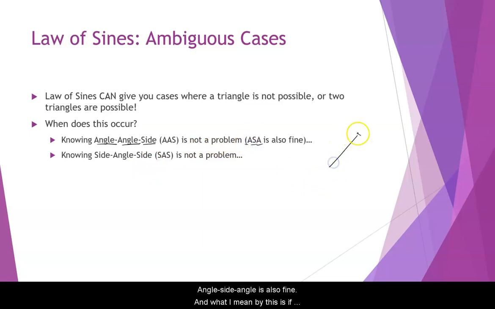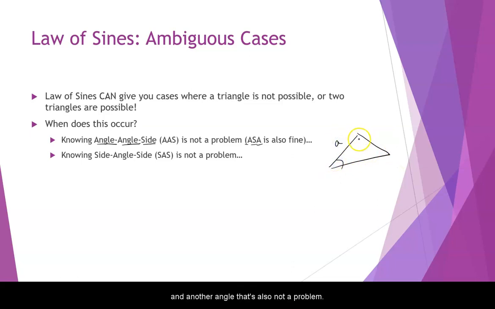What I mean by this is if we have a triangle and we know one angle, another angle, and then a side length, there's no problem. If we know one angle, a side length, and another angle, that's also not a problem. We can also do this even if we know side, angle, side. So one side, the angle in between those sides, and then another side.